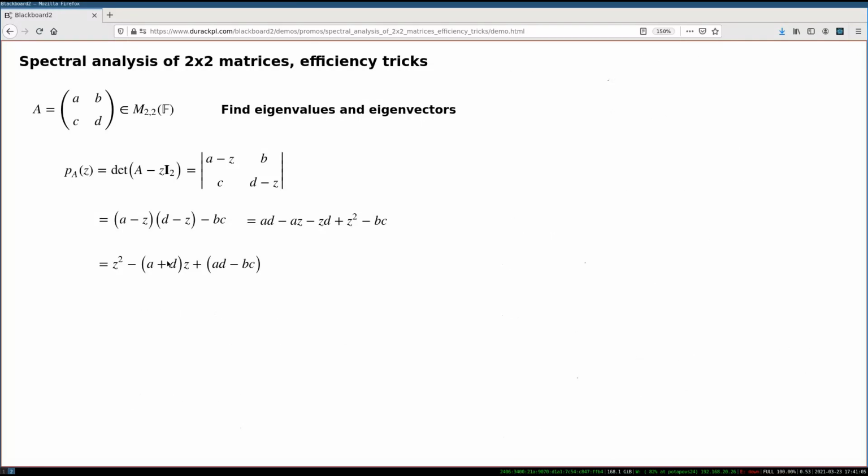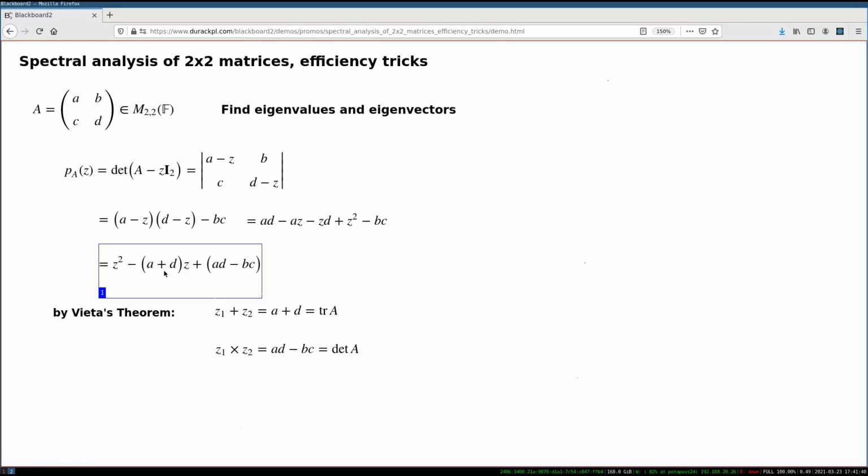Now we know that the eigenvalues, we know this thanks to Vieta's theorem. The eigenvalues are the roots of this polynomial, and thanks to Vieta's theorem, we know that the roots, if you add them, equal the coefficient next to the z term with the opposite sign, and if you multiply the, still unknown, roots, that will be the free coefficient in your quadratic polynomial.